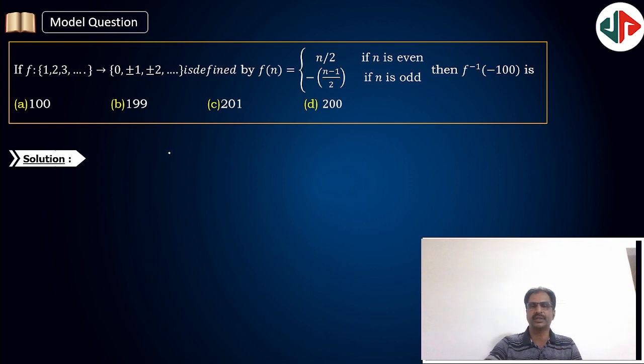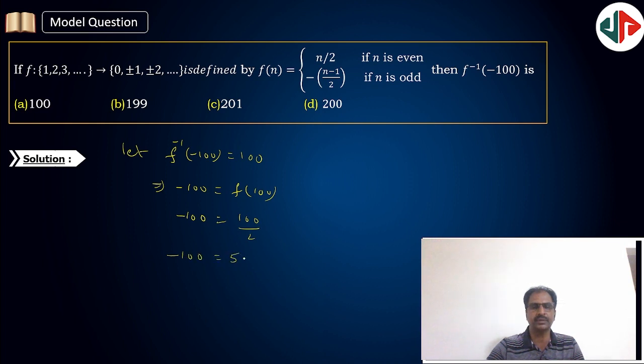Next, f of n is given as n by 2 when n is even and minus of n minus 1 by 2 if n is odd. Then find f inverse of minus 100. This can be done by cross checking. Let f inverse minus 100 be equal to the first option, 100. Let us see whether the first option is correct or not. Then minus 100 is equal to f of 100. 100 is an even number, so what will be f of 100? If n is even, what is f of n? N by 2. So 100 by 2, which means minus 100 is equal to 50, which is absolutely wrong. Which means the first option is wrong.